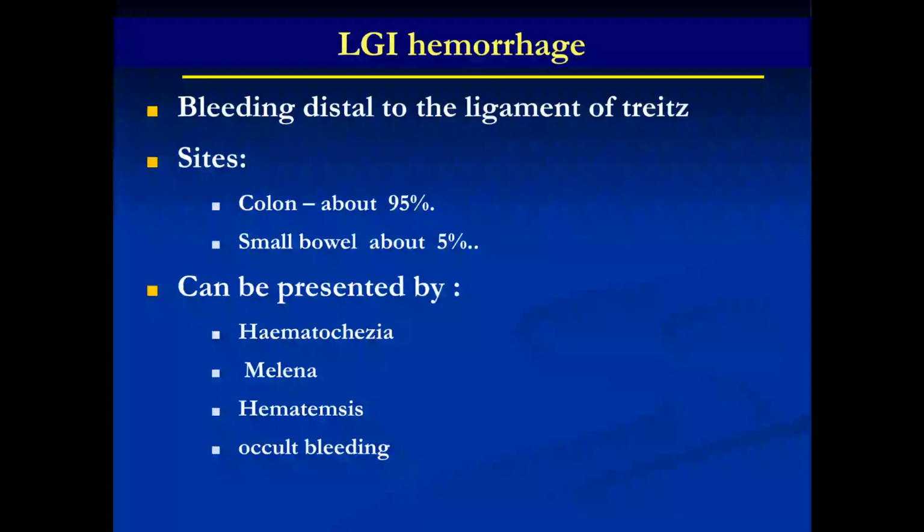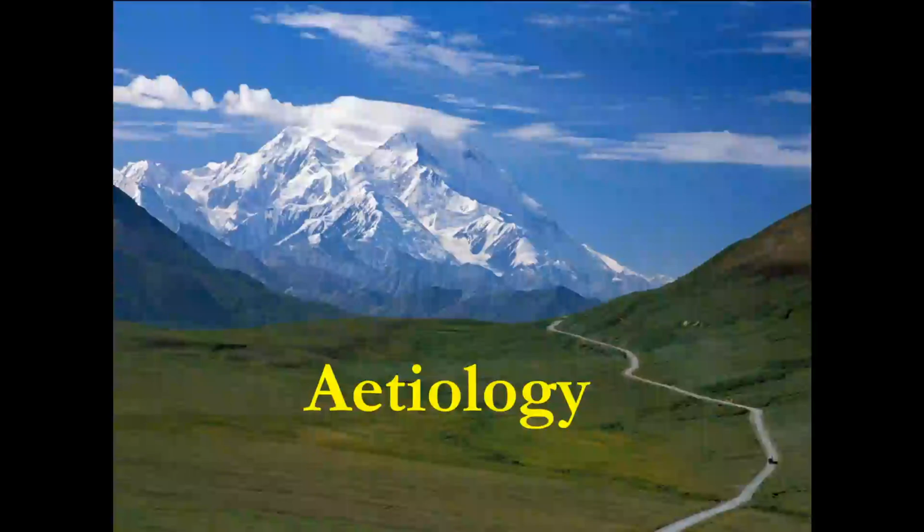Lower GI bleeding is bleeding distal to the ligament of Treitz. Colonic causes represent about 95%, small intestinal causes about 5%. Patients can present with hematochezia, melena, hematemesis, or occult blood. Etiology.